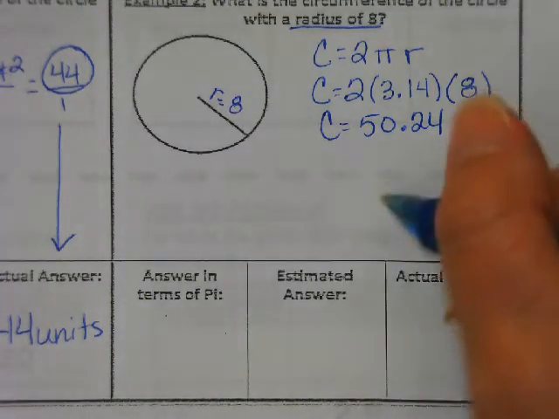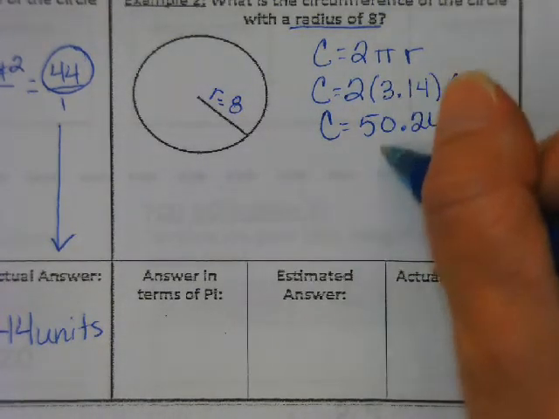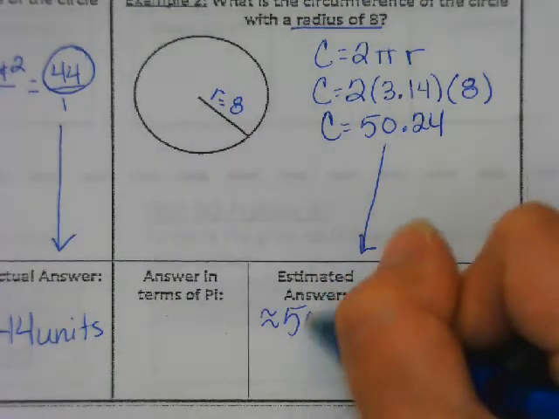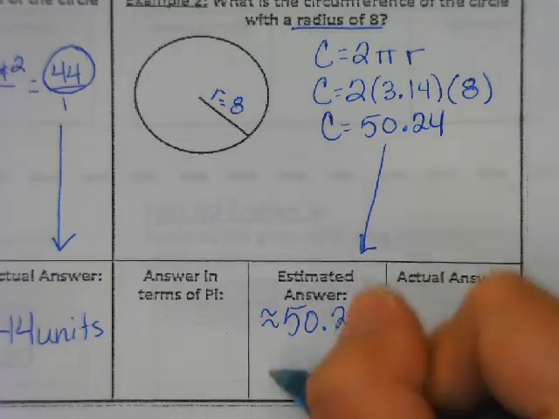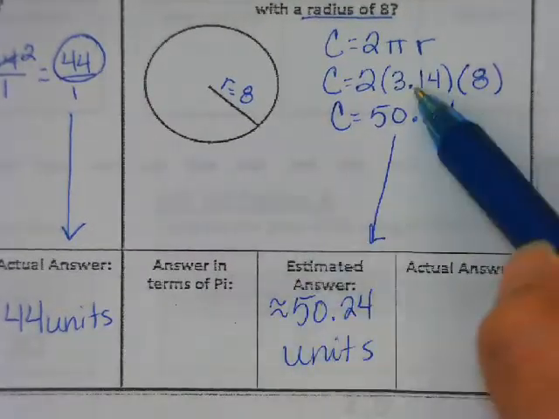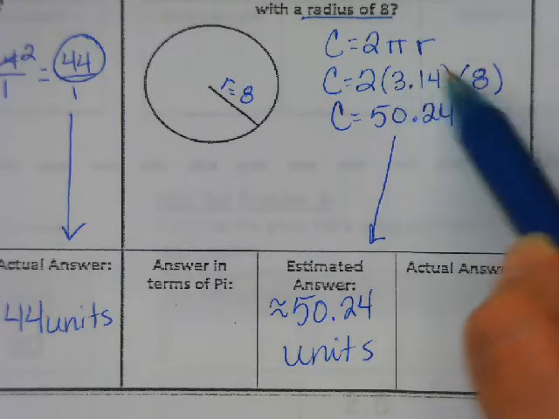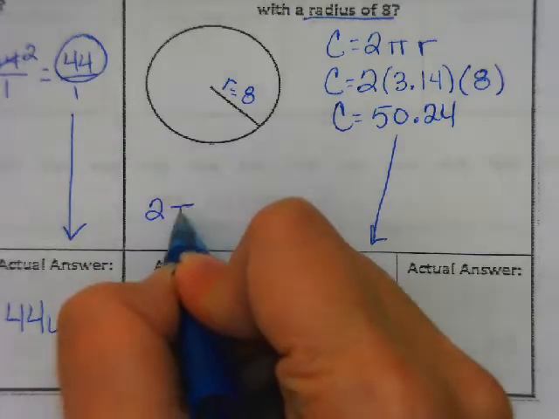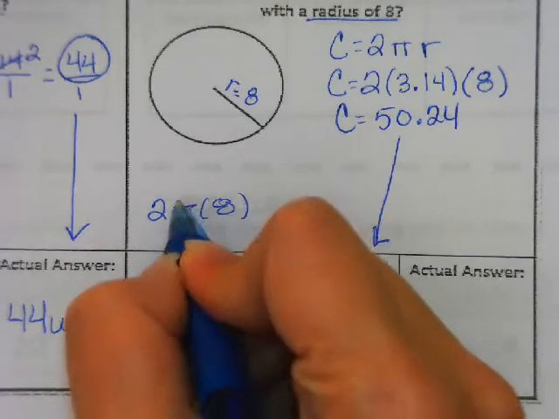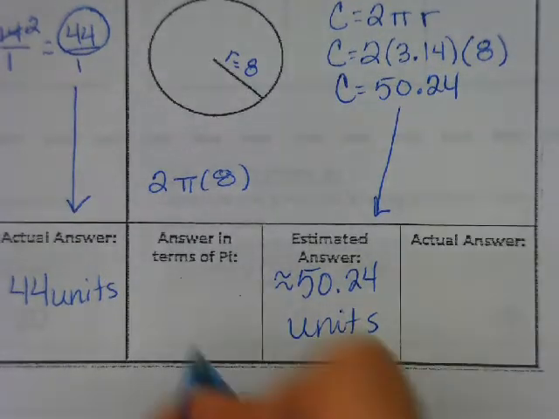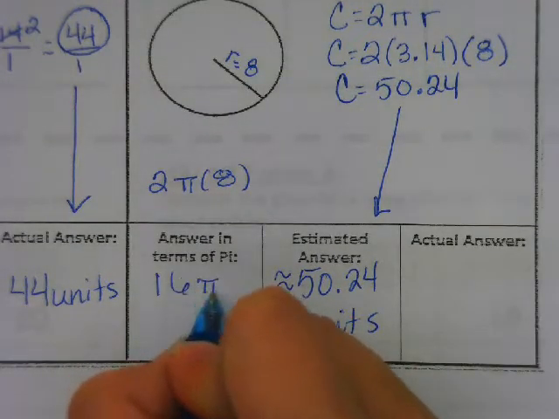This is really because we're estimating pi at 3.14, 50.24 units. What would we write in terms of pi? Well, we would write the same thing. We would just put the pi symbol here, right? We would say 2 times pi times 8. Well, what's 2 times 8? So what's my answer? 16 pi.